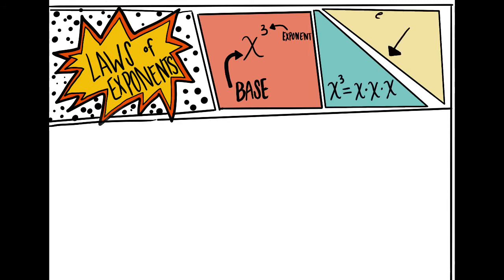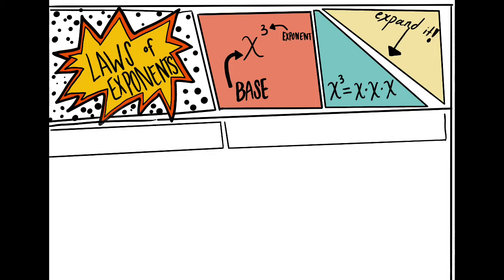Now, remember that exponents mean repeated multiplication. So x to the power of 3 means x times x times x. Okay, so this is our foundation here for our rules and our laws of exponents.